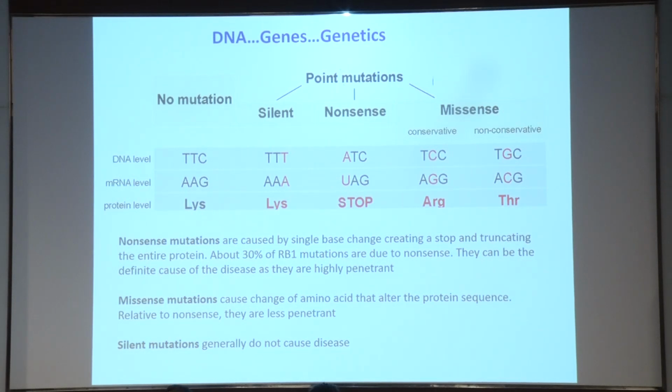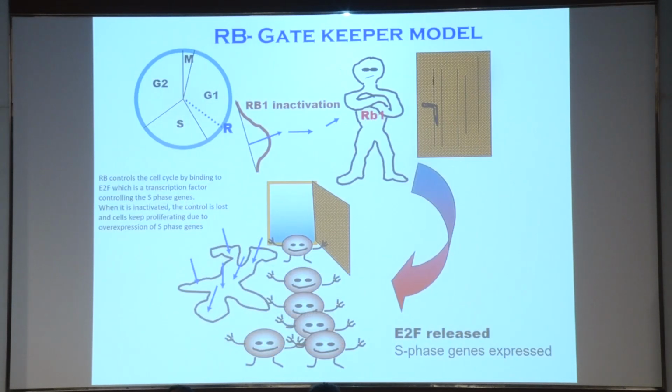The silent mutations do not cause any problem. That's why when you screen the gene, you'll find a lot of mutations, but all of them are not very relevant. Now, why are we talking so much about this RB gene? It's the gatekeeper. When something goes wrong with it, it ends up in proliferation of cells, resulting in tumor formation. That's all you need to remember.